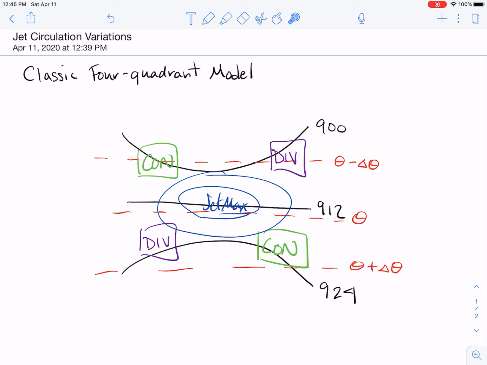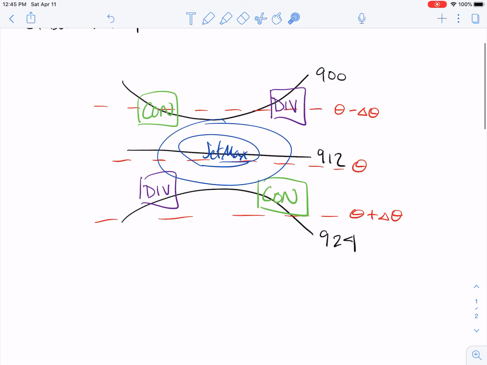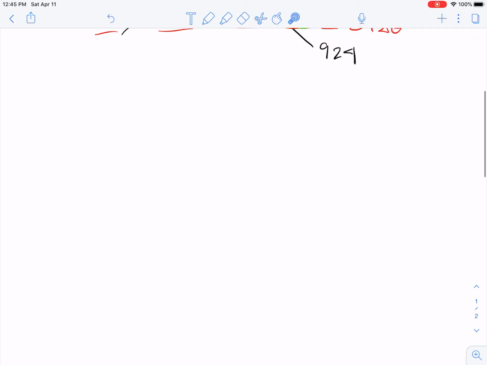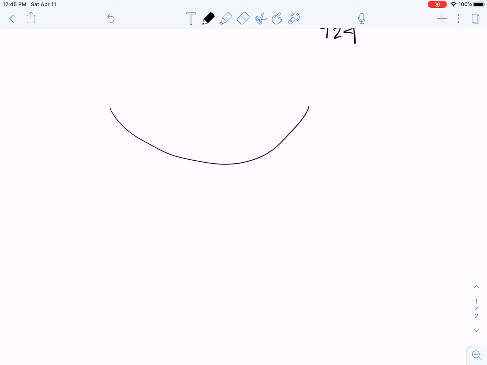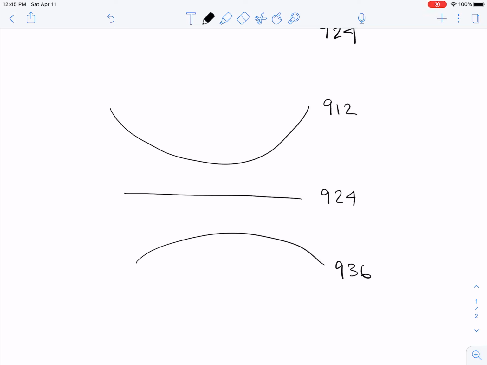In fact, what we often have is some sort of temperature advection occurring along our jet stream. And so that's what we want to start to identify here with some variations to our jet streaks. We're going to start with our straight jet again, so we're just going to draw in our straight jet model. Nothing varying here. Again, 912, maybe 924, 936 in this case. Doesn't really matter, 300 millibar jet stream.